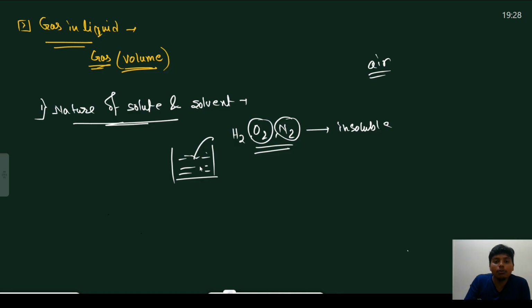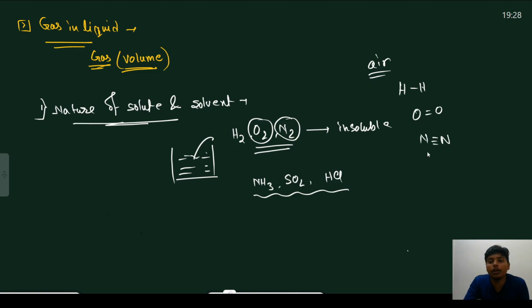Okay. Similarly, in water, ammonia, SO2, HCl are highly soluble. Again, same thing: polar soluble in polar, non-polar soluble in non-polar. Hydrogen is non-polar, oxygen is non-polar, nitrogen is non-polar. Any doubt between non-polar and polar? I can clear it. Polarity comes when heteroatoms are there, like nitrogen attached with hydrogen. Nitrogen has more electronegativity than hydrogen, so there is a polarity.